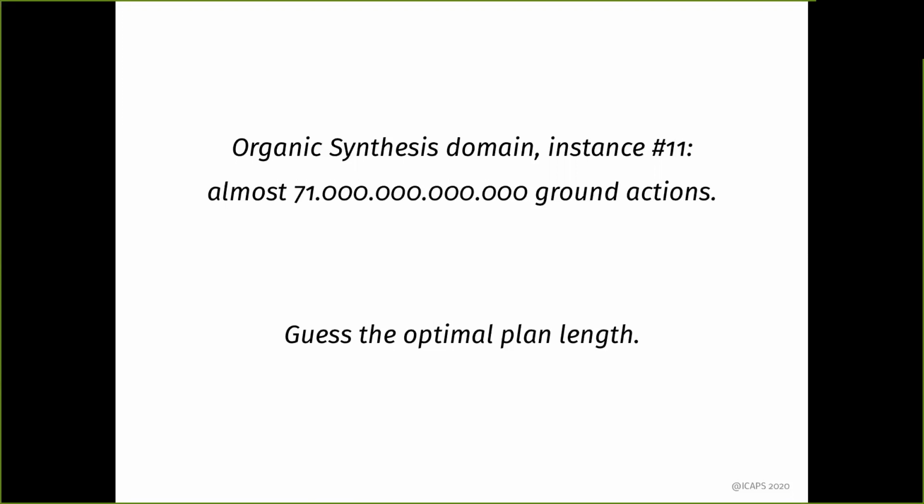And even worse, if you compare the 71 trillion ground actions that it might possibly have to the optimal plan length, then things sound even worse, because with only 2 ground operators, it's enough that we found an optimal plan in this instance 11 for organic synthesis. So of the 71 trillion actions, we only would need 2 of them to already find a plan. So most of the work there is useless.